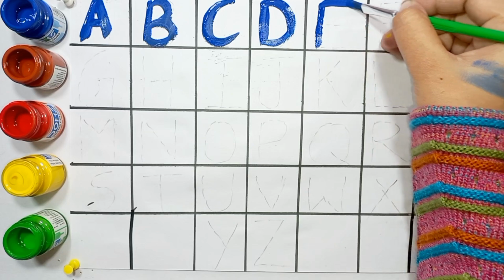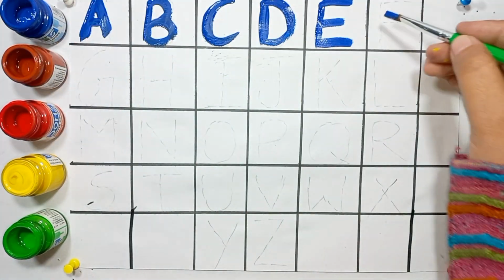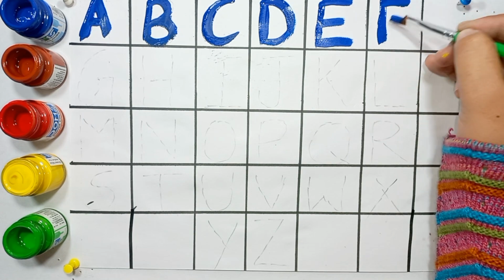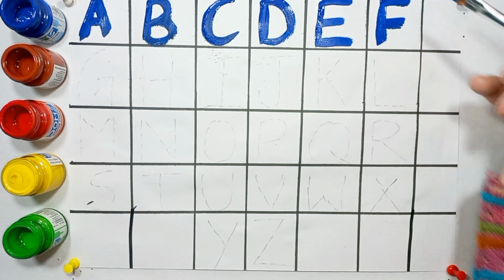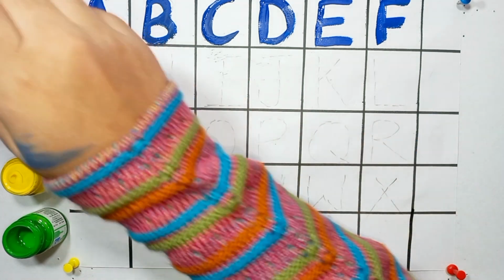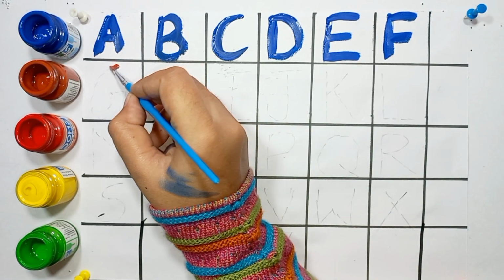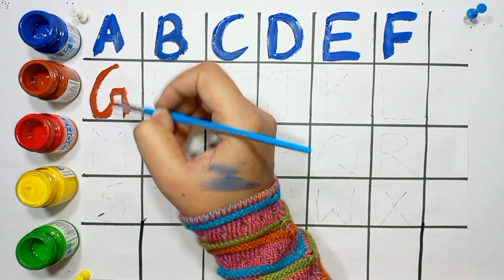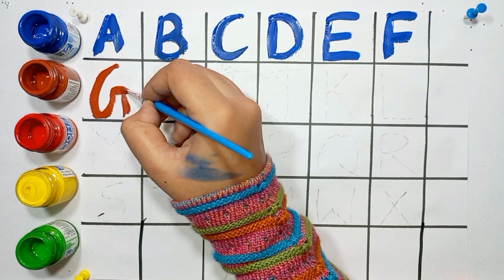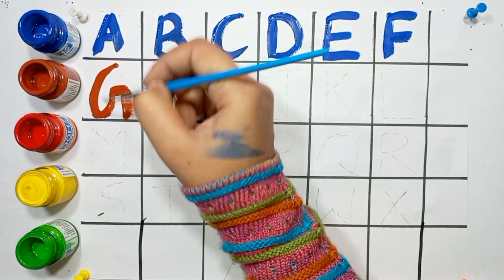E for elephant. F for fish. Brown color. G for grapes.